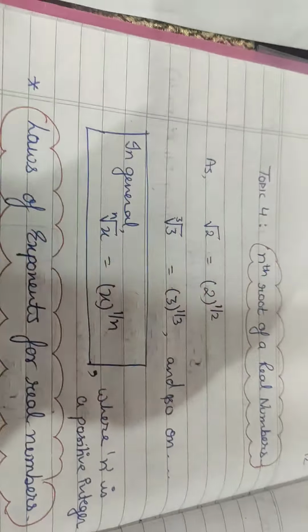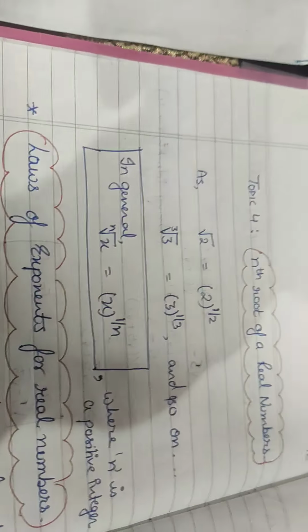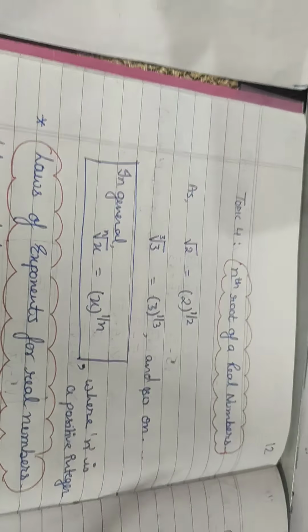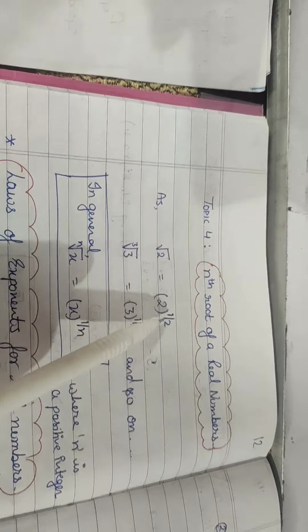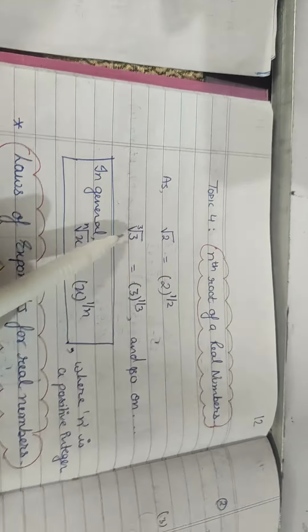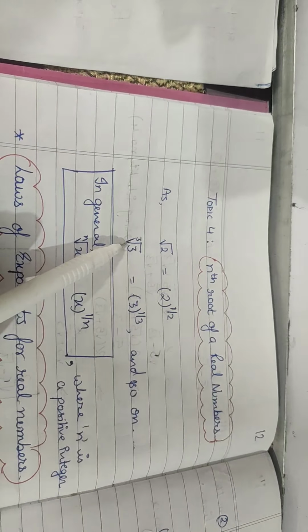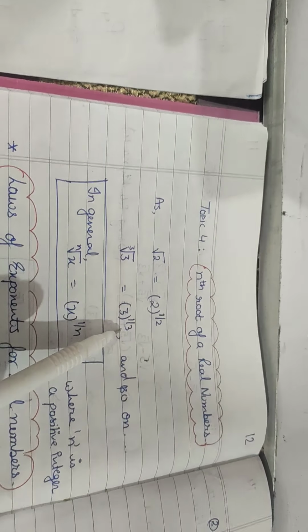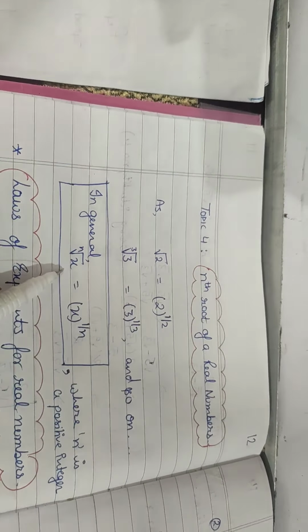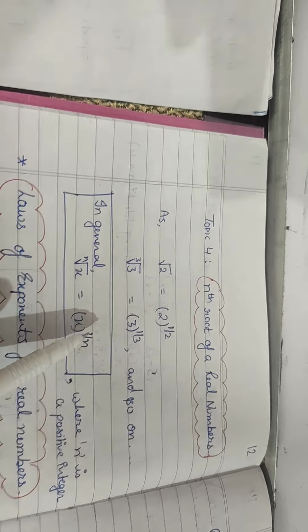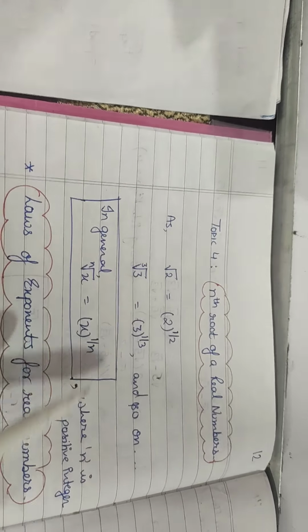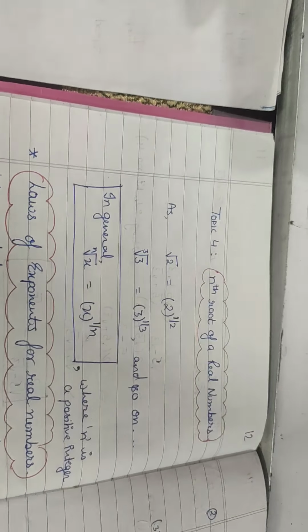So here you can observe, square root of 2 is equal to 2 raised to the power 1 upon 2, meaning when we remove this radical sign we can put the power as 1 by 2. Same way, when I remove this cube root, then I'll get power as 1 by 3 and so on. So in general, nth root of x is equal to x raised to the power 1 upon n, where n is a positive integer.